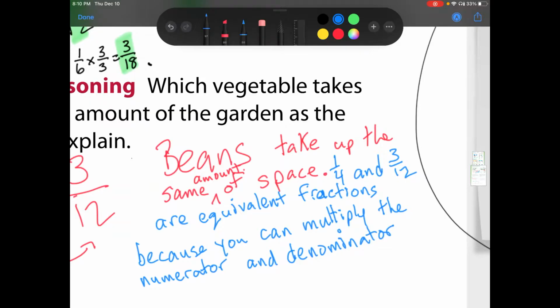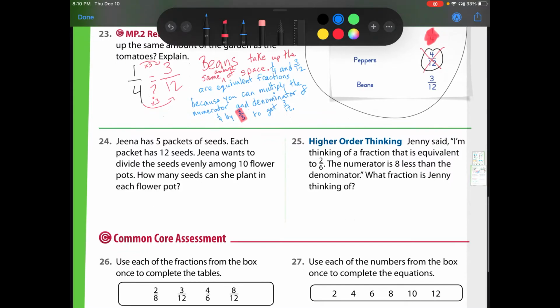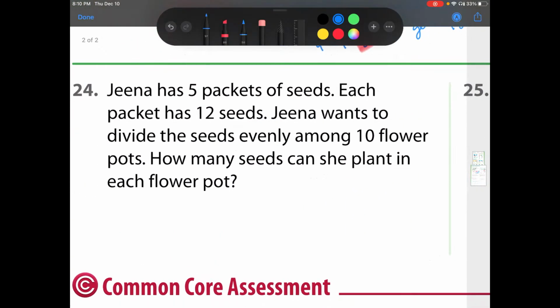And what fraction do we multiply it by? Well, we multiplied 1/4, so you can multiply the numerator and denominator of 1/4, and we multiplied it by 3/3. And what did we get? We got 3/12. So our sentence: beans take up the same amount of space. 1/4 and 3/12 are equivalent fractions because you can multiply the numerator and denominator of 1/4 by 3/3 and get our 3/12.